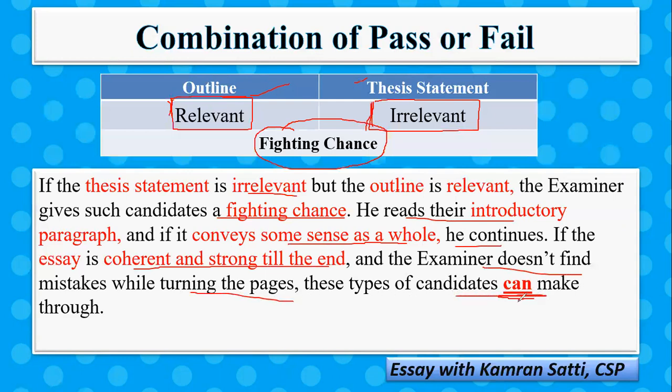Once again, can. So why does the essay have to be coherent and strong till the end? Because in the introductory paragraph, the examiner didn't find any coherency. The introductory paragraph didn't convey how the essay of this candidate will be structured. So if the examiner can't find a structure in the introductory paragraph, he will look for that structure in the whole of your essay. If you can't provide it, you won't make it. But if you can, then you might pass. But why leave it to chance?